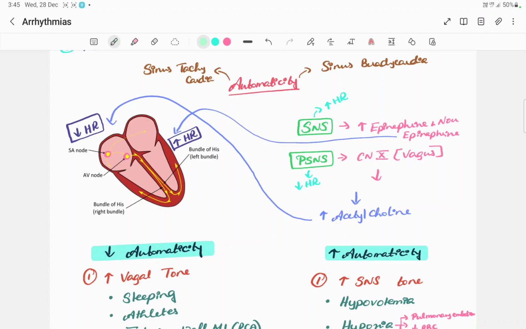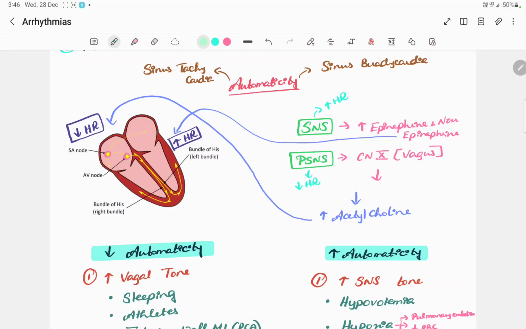So here we see the parasympathetic nervous system, especially the cranial nerve 10, which is the vagus nerve, it leads to an increase in acetylcholine, which will decrease the heart rate. On the other hand, there is the sympathetic nervous system, which leads to an increase in epinephrine and norepinephrine, which will lead to an increased heart rate.